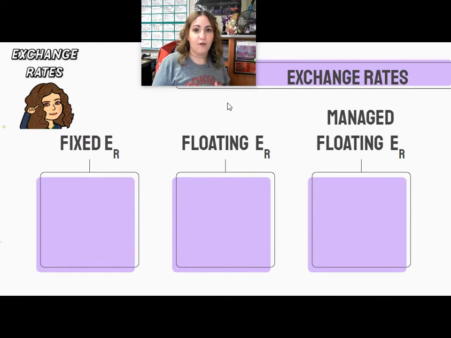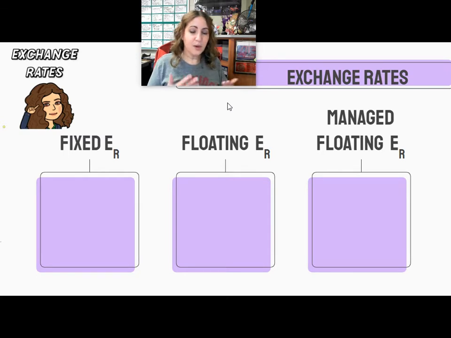It's the value of one country's currency in relationship to another country. So you can't talk about like the dollar being strong or weak unless you compare it against something. So it's always in relationship to another country's currency. So, the dollar is strong compared to the Mexican peso, but it's weak compared to the euro.